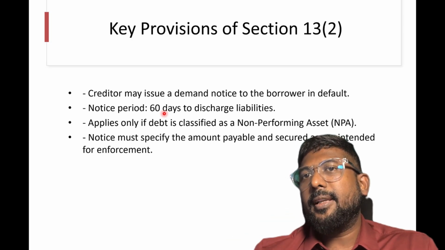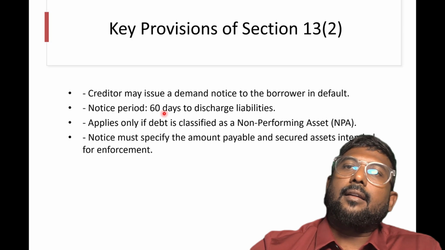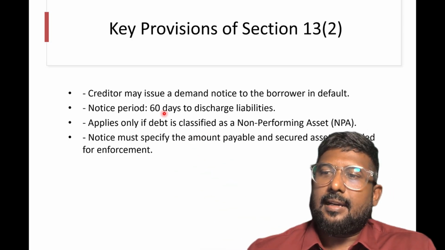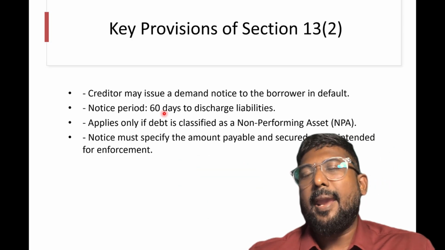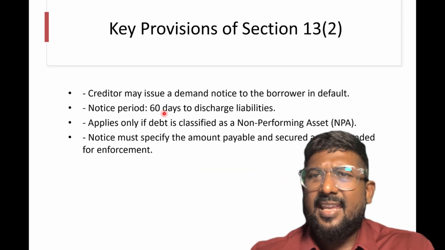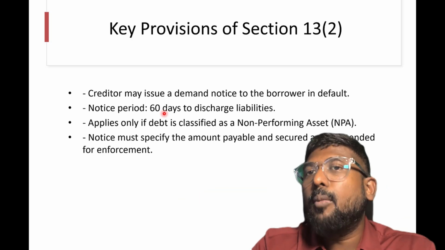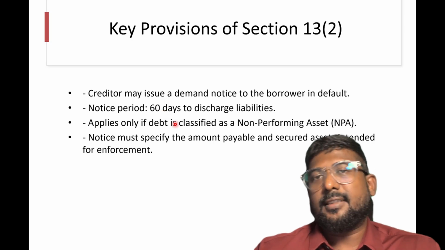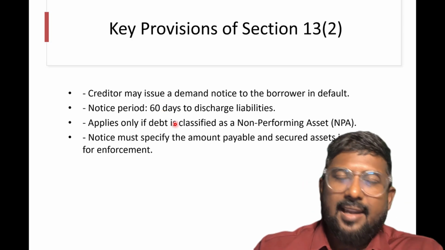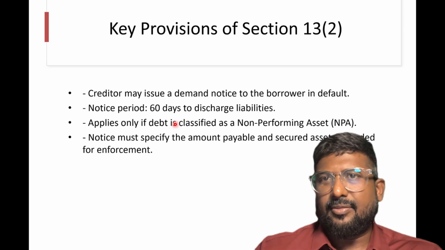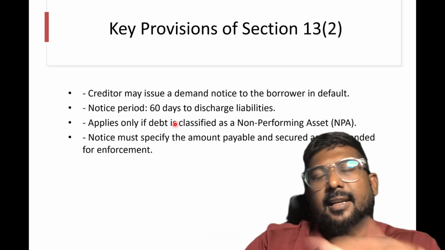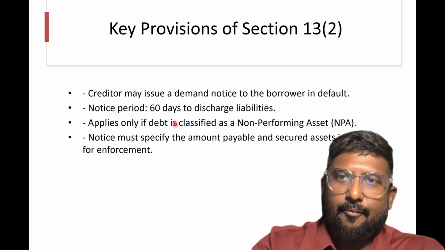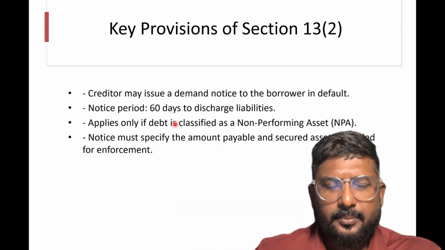During the 60 days period, the borrower can represent to the bank, ask for time, or give a representation why he is not able to pay. The bank is duty bound to answer that. Say, for instance, a demand notice has come to me, and I am giving a valid reason, saying that I have some business losses and I'll pay a little bit later. Then the bank should reply to it within 15 days. This time frame we will see later.